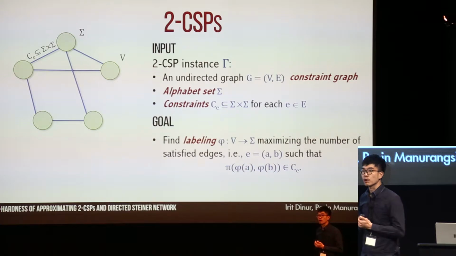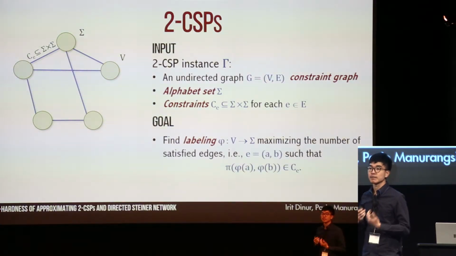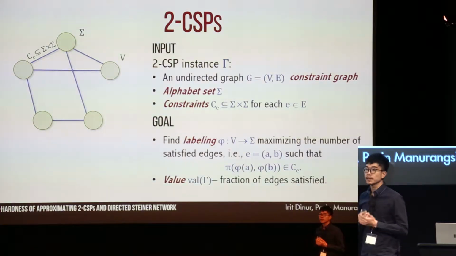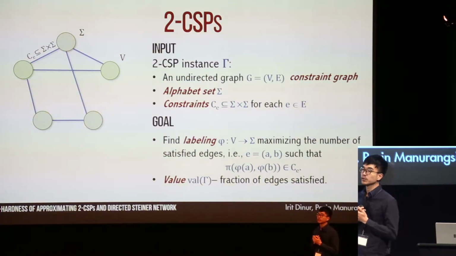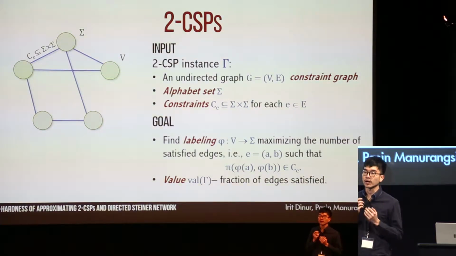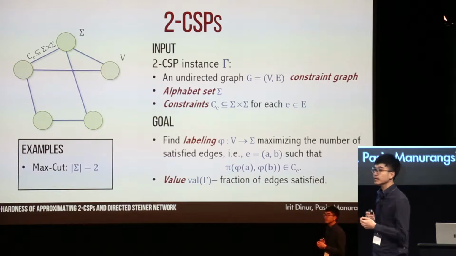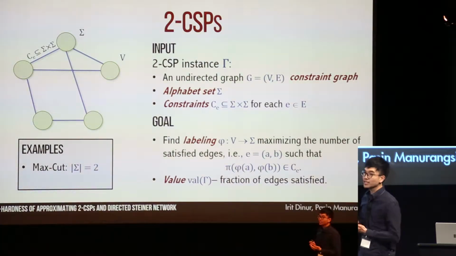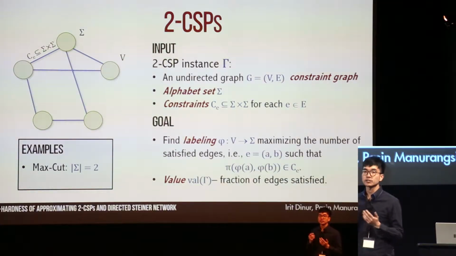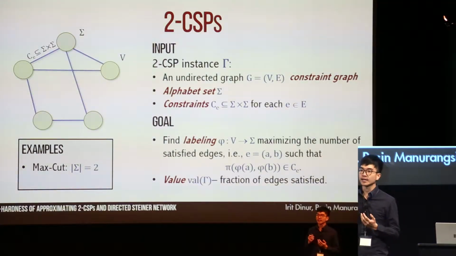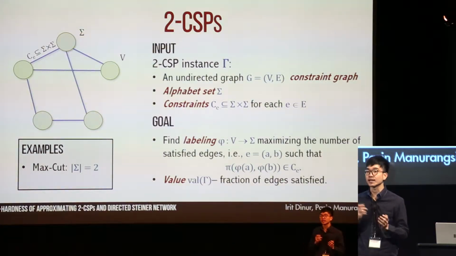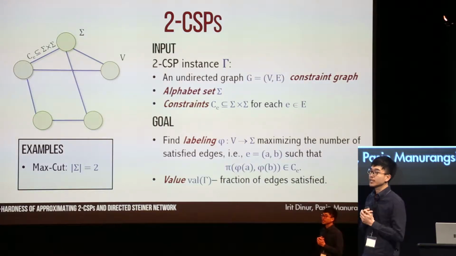And the goal of this problem is to find a labeling or an assignment that satisfies as many constraints as possible. I will use the word value to refer to the fraction of the constraints that can be satisfied by the best possible labeling or assignment. Many of the known optimization problems can be phrased as 2CSP. For example, max cut is just a 2CSP where the constraint graph is the input graph, and the alphabet set has size only 2, just saying which side of the cut the vertex is on.